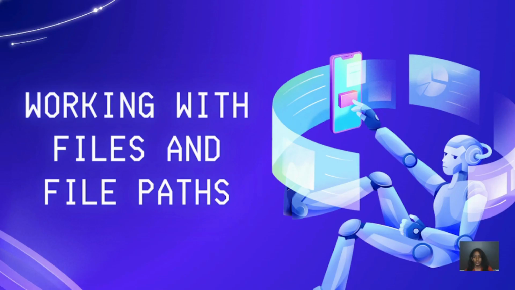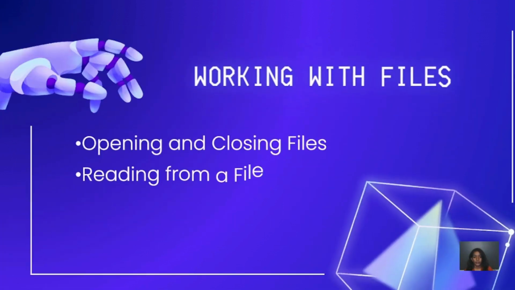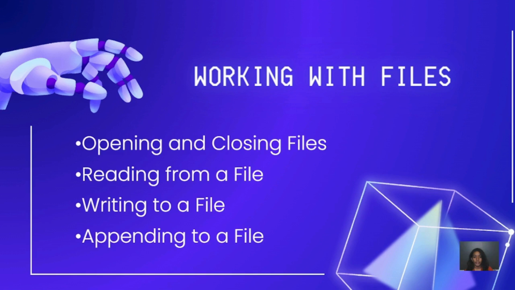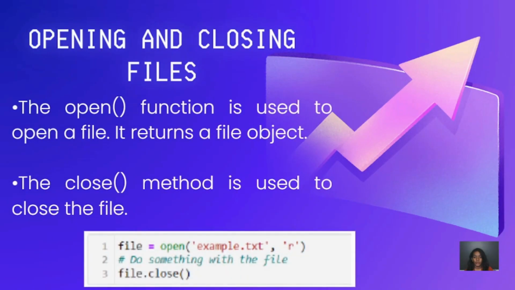Working with files and file paths. Working with files: opening and closing files, reading from a file, writing to a file, and appending to a file. Opening and closing files. The open function is used to open a file. It returns a file object. The close method is used to close the file.